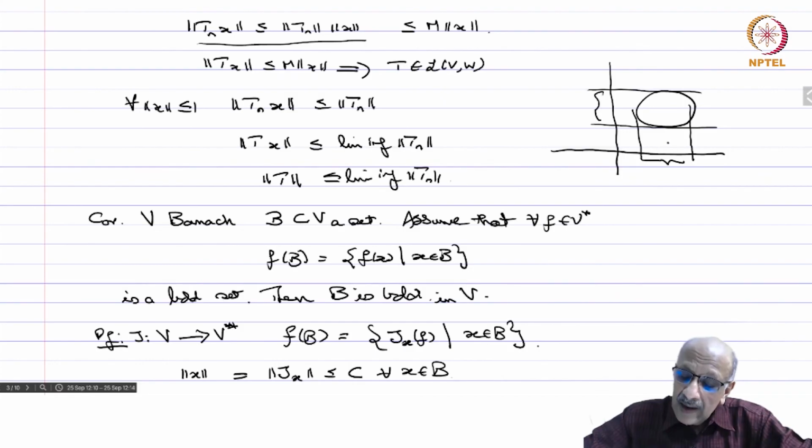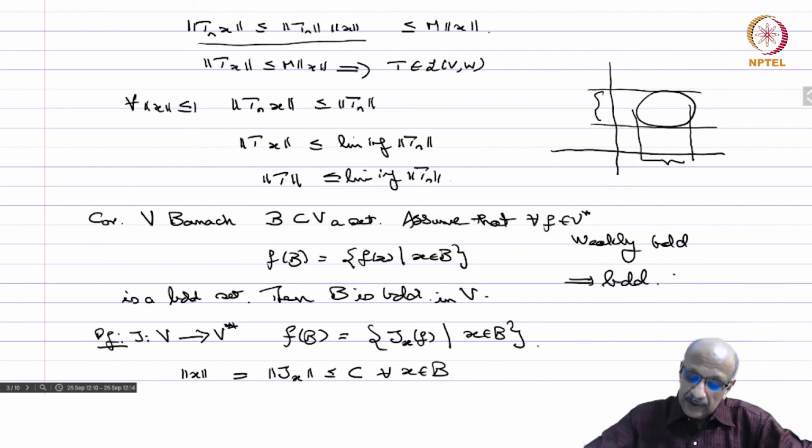So the infinite dimensional version is this corollary. Later on when we study weak topology, this corollary can be restated in the following mode: weakly bounded implies bounded. Weakly bounded means the image under any continuous linear functional is bounded, and then that means that the set is norm bounded. So this is again a nice corollary. Okay, so we will now look at a very nice application of the uniform boundedness principle to analysis.